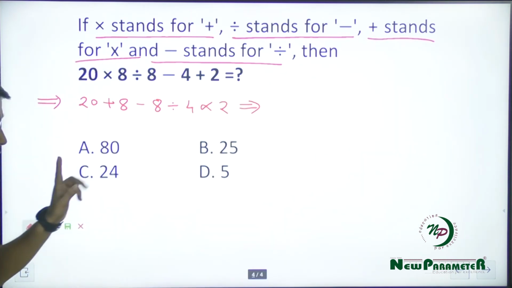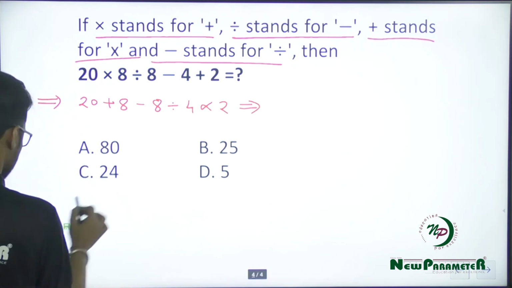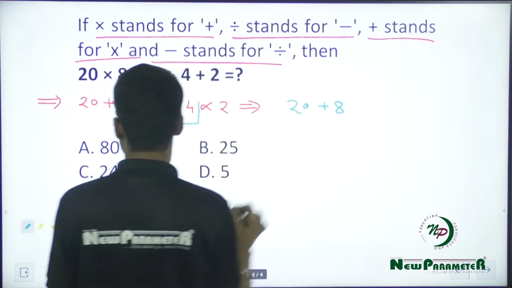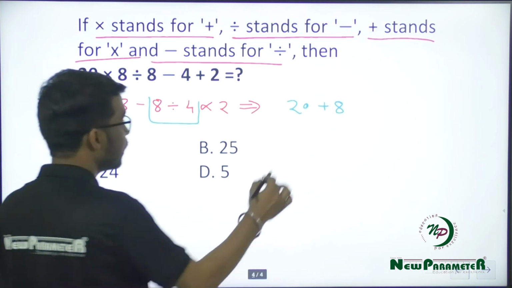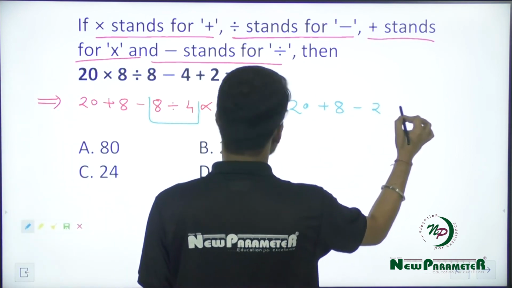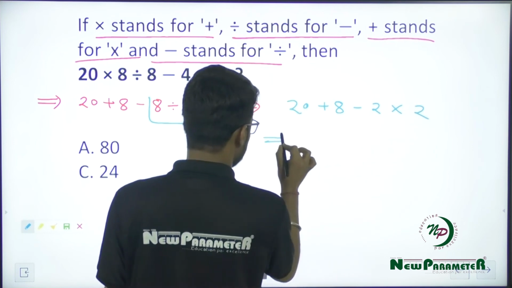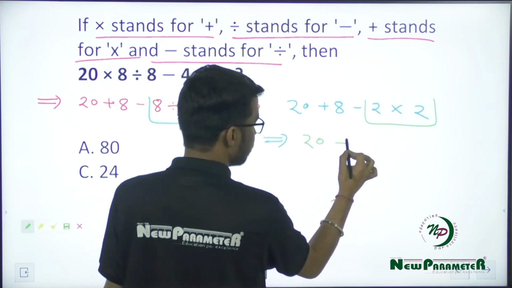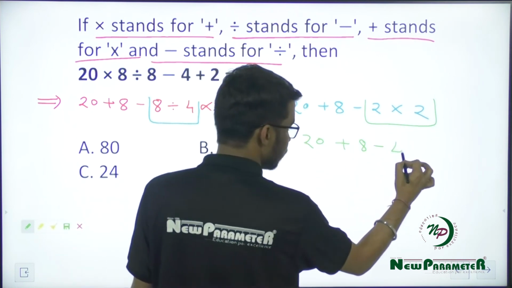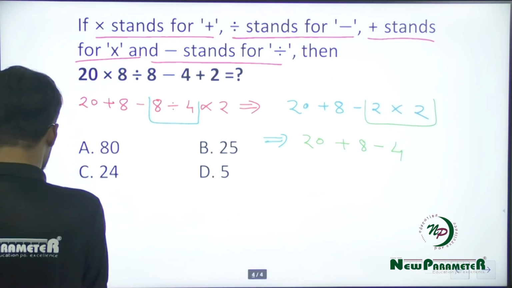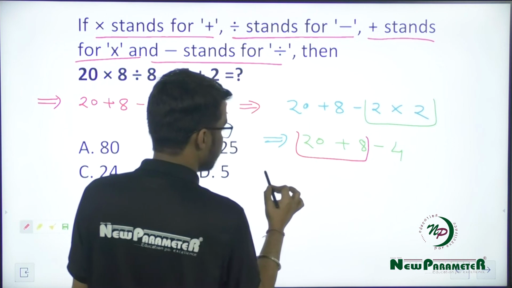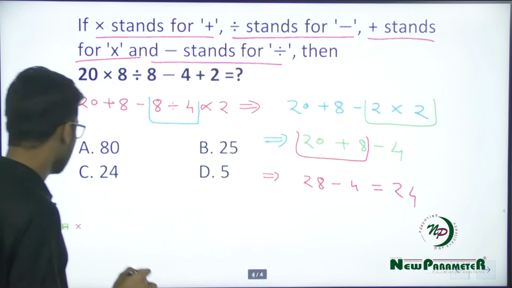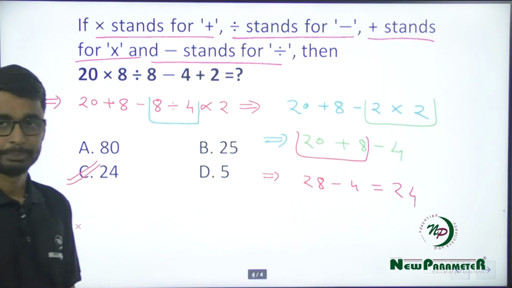Now solving this equation according to the rule of BODMAS, first I will be solving this particular section. So the rest of the equation would remain the same. 20 plus 8, 8 divided by 4 is going to give me 2, times 2. Now the next part I will be solving is the multiply part. So 20 plus 8 minus 2 into 2 is 4. Now as I know, in the next part I have to add. So 20 plus 8 is going to give me 28 minus 4, and 28 minus 4 is 24. So option C would be my answer, right?